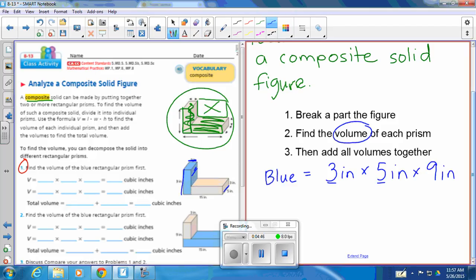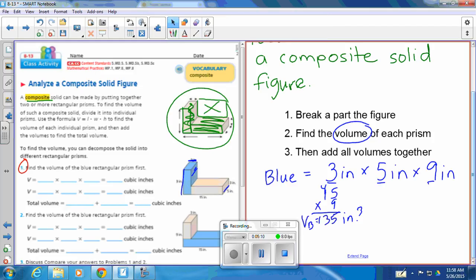Okay, so we need to find the volume first. 3 times 5 is 15. 15 times 9. 9 plus 4 is 13. Do you agree with my math? Yes. Okay, because I've been known to be wrong. So this is the volume of the blue rectangular prism.